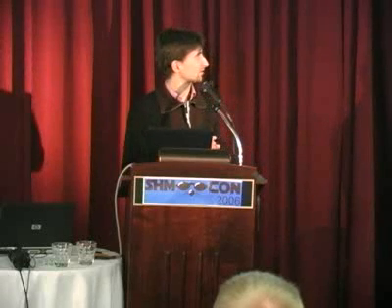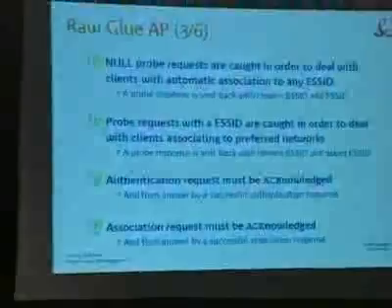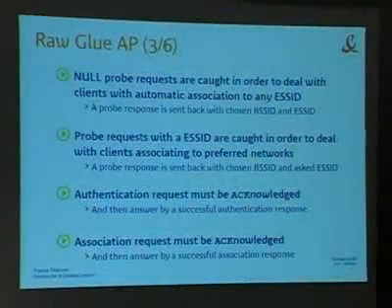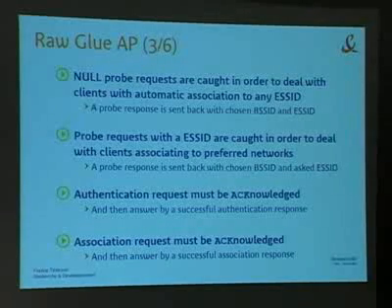What is the process to discover new wireless networks? Usually some null probe requests are caught in order to deal with clients with automatic association to any SSID. That is to say, when a null probe request is sent, you send back a probe response with an SSID, and then the wireless client tries to authenticate itself to the virtual access point and then to associate itself to the virtual access point. So we send back a probe response.